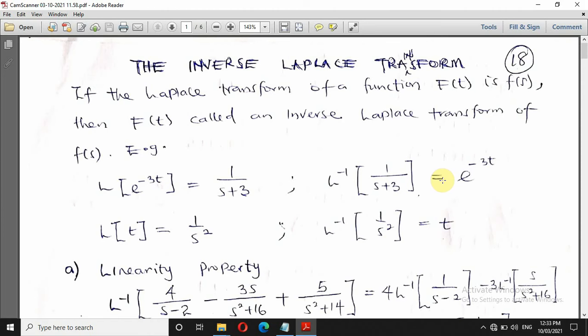which you can see on the board now, page 18 of your lecture notes. So that will give us exponential minus 3t. It's as simple as that. And you know that if you are to find the Laplace transform of t, you have 1 over x squared. Remember, t raised to power n is n factorial over x to the n plus 1. So here, n is 1. So you have 1 factorial, that's 1, then x to the 1 plus 1, you have 2. So what is the inverse of 1 over x squared? That will give us t.